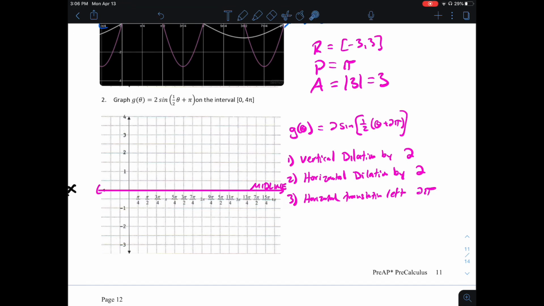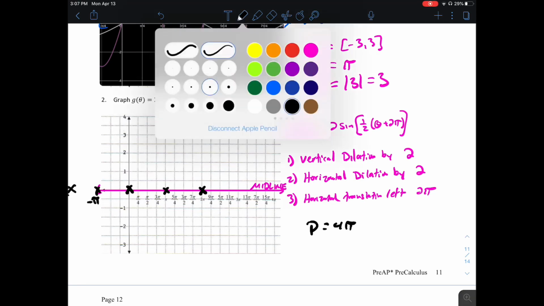Since the period for this is now 4 pi, I'm going to write that down, because there's a horizontal dilation by 2, this is going to end 4 pi after it starts. If it starts at negative 2 pi, it's going to end at positive 2 pi. So this is the end of one period. Halfway between, the middle is going to be at 0. 3/4 of the way is going to be at pi, and 1/4 of the way through is going to be over here at negative pi. Now I know this left part here is not to scale, and that's because I don't have enough room to do this. But we can fix this, and I'll show you how to fix it here in a moment.